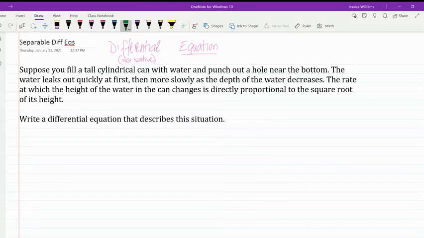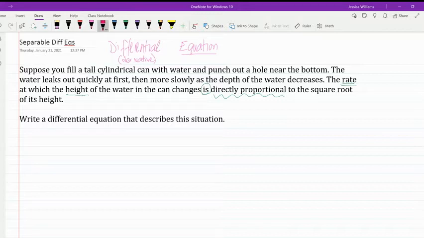So if we read, suppose you fill a tall cylindrical can with water and punch out a hole near the bottom. Water leaks out quickly at first, then more slowly as the depth of the water decreases. The rate at which the height of the water in the can changes is directly proportional to the square root of its height. So I tried to emphasize some key words here. The word rate. I know we've been taking integrals for months, but derivatives are a thing too. And the word rate means derivatives.